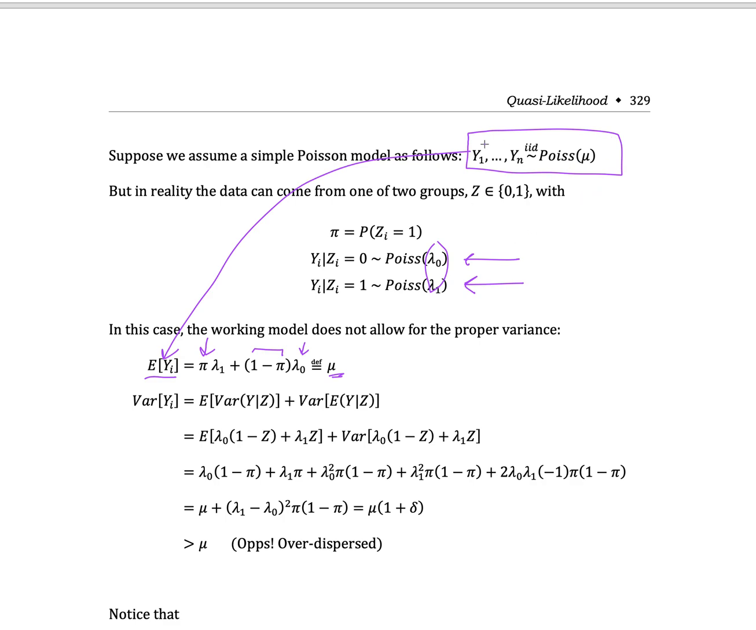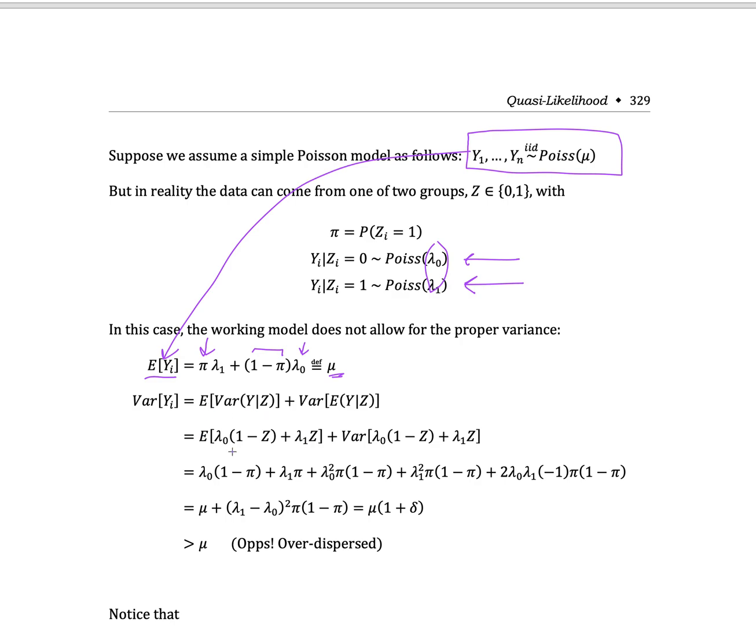Well, what about the variance in this group? Well, the marginal variance is the expected value of the conditional variance plus the variance of the conditional mean, right? So the variance of y given z would be lambda 0 when you are in group 0, right? Or lambda 1 when you're in group 1.